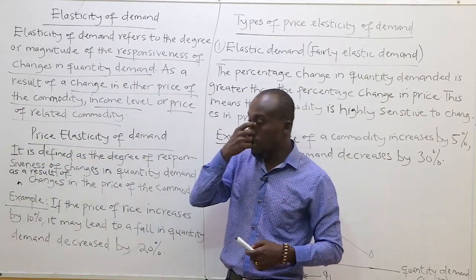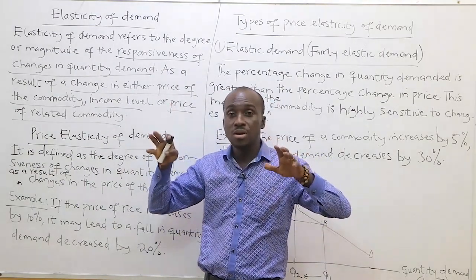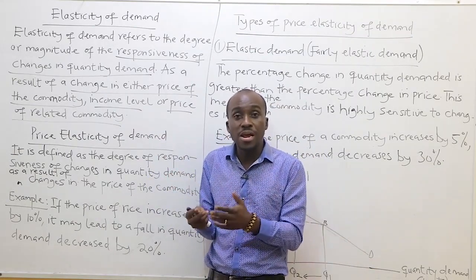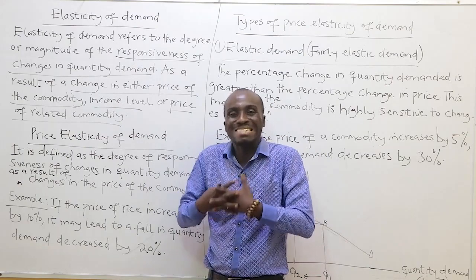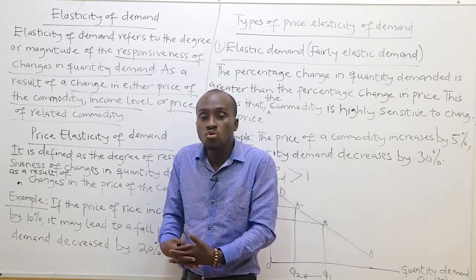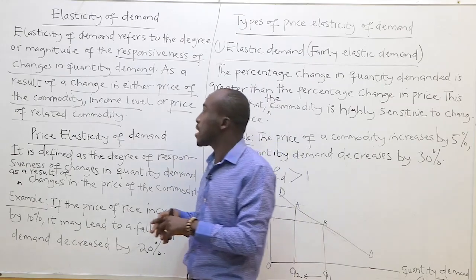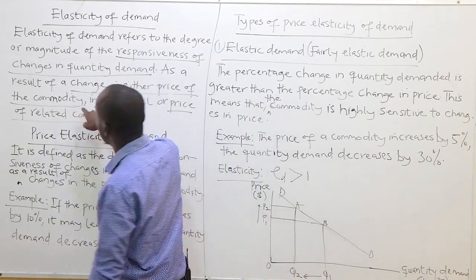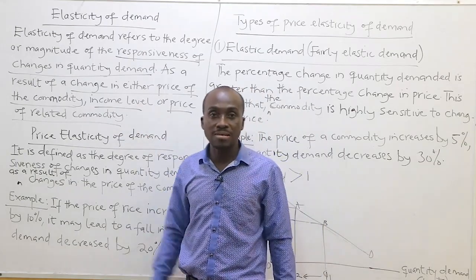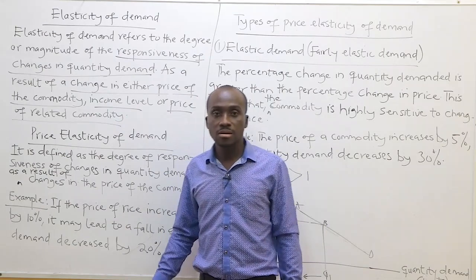It's a very broad thing. What does it talk about? In a broad perspective, it talks about the degree or the magnitude or the extent to which quantity demanded of a product responds to changes in either the price of the commodity, that's the price elasticity, or income level, that's income elasticity, or what? Price of a related product, right?